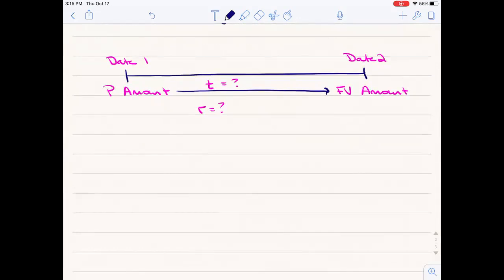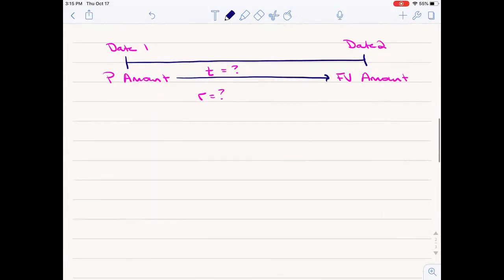So what I'm going to say is that the arrow represents time.